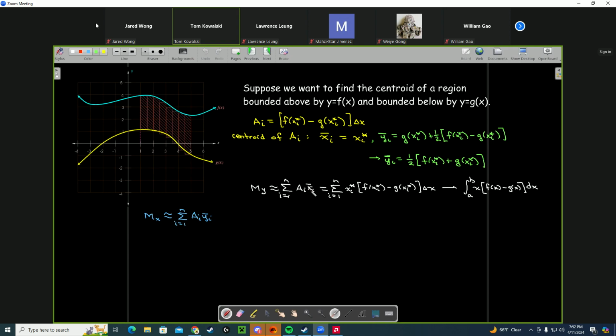When I'm talking about the moment about the x-axis, again, what would I do? I would take the area. So it's just going to be the f minus g times delta x. And then I'm going to multiply it times this y bar, which we just found out is the average of f and g. Now, when I look at this, I can do some algebra, right?